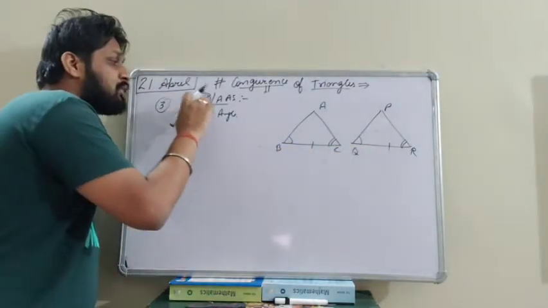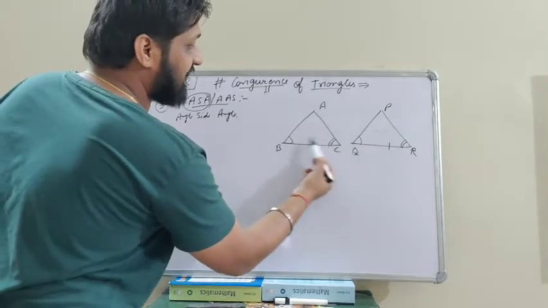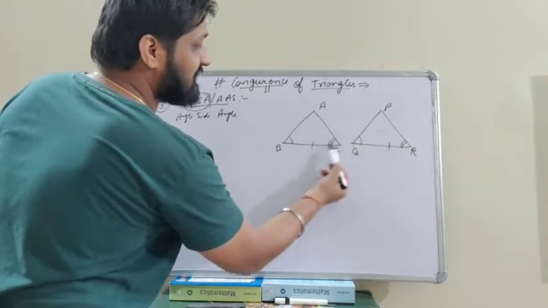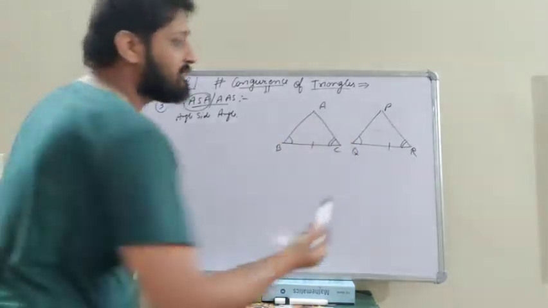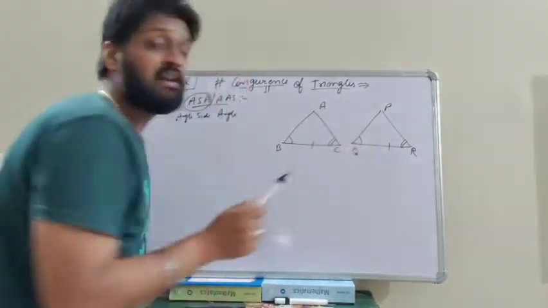And what is between the two angles? One side we have taken between two angles. So which is the side that is in between angle B and C? That is automatically BC here. And QR is the side that is between angle Q and angle R.